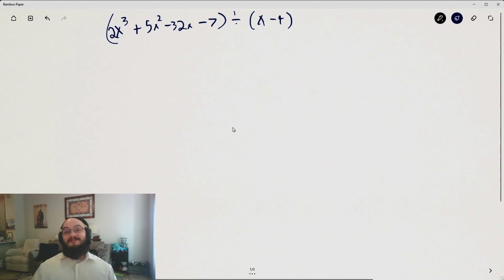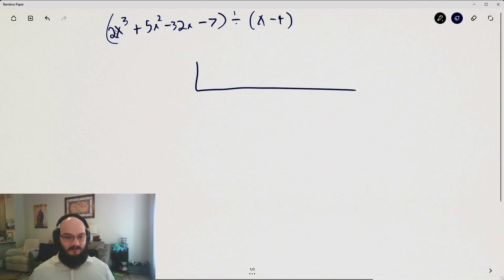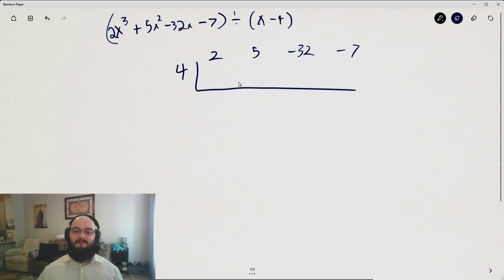All right, for our final example, I wanted to use a longer polynomial and wanted to make sure that the coefficient on our leading term was not 1, so we can take a look at what that looks like. Firstly, we're going to make our box. Let's see, we have all of our terms, right? Cube, squared, 1, and constant. Perfect. So we don't need to add any more terms in. The root for this binomial is a positive 4. Let's write out our coefficients. We have 2, 5, negative 32, and negative 7.